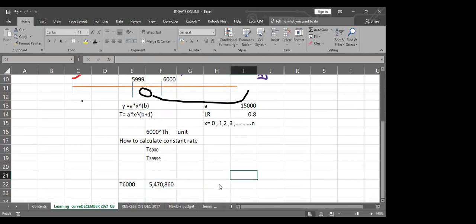So how did I get this? Again, I took 15, I could put it here, 15,000, multiply with 6,000, raise this to 1 minus 0.3219. And you have your figures there. So you raise to that.